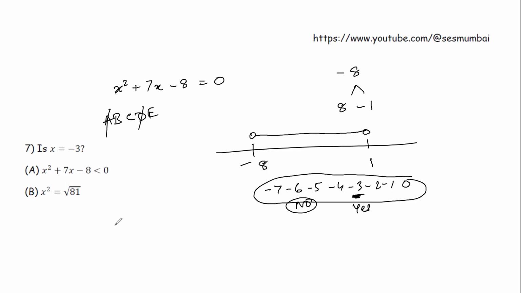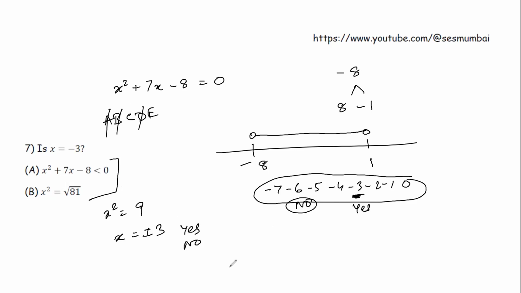Second statement, x square is equal to root of 81. And we know root of 81 is 9. If x square is 9, then we know that x is plus minus 3. So is x equal to negative 3? Yes and no. If it's plus 3, then no. If it's negative 3, then yes. So it's a yes and no situation. So B also doesn't answer.